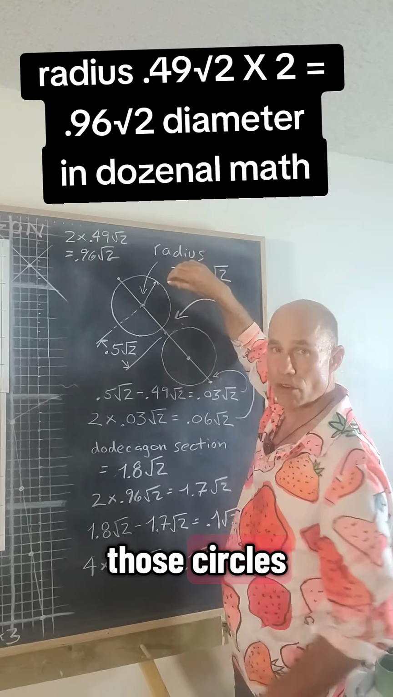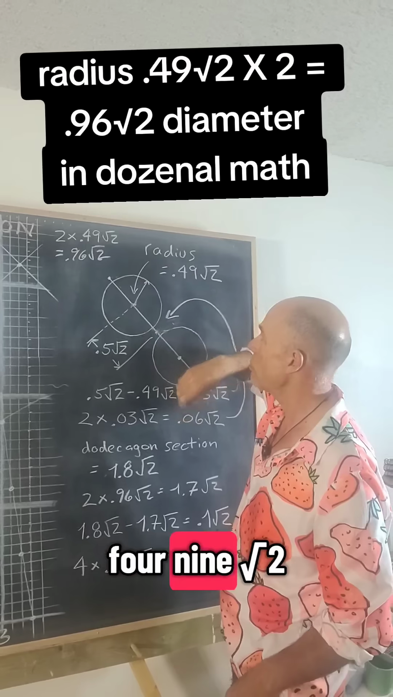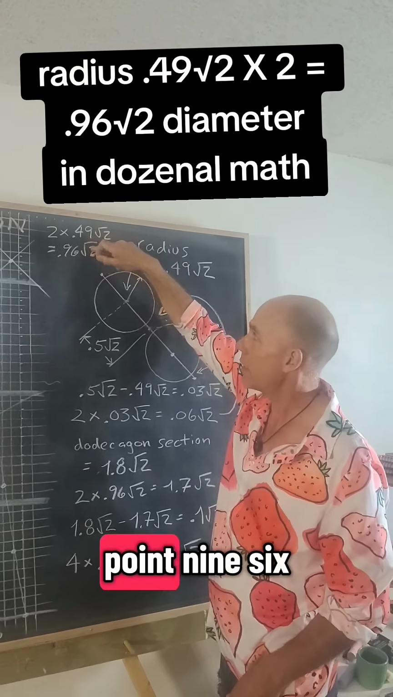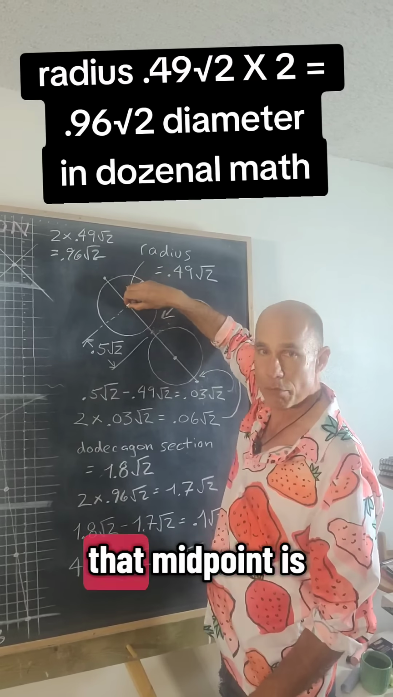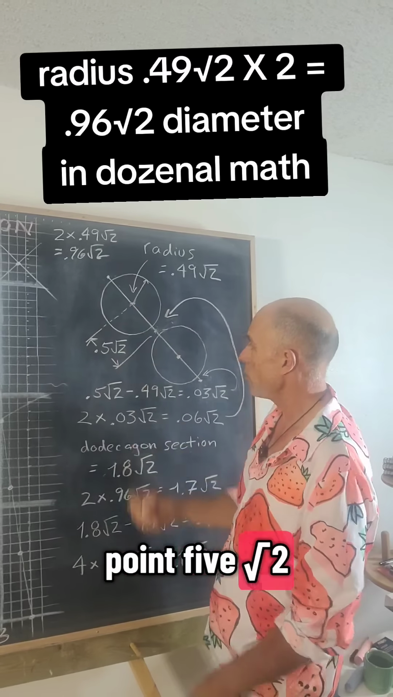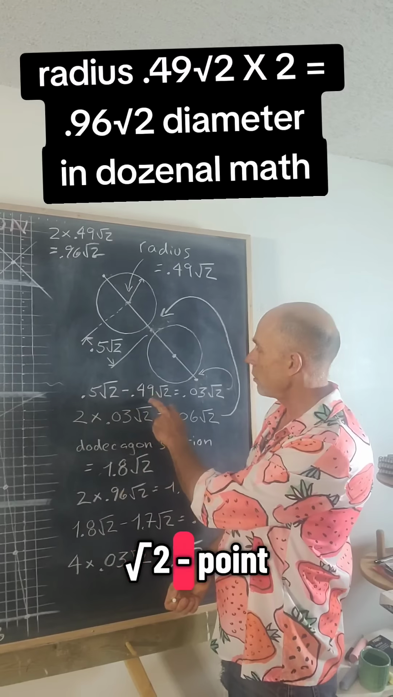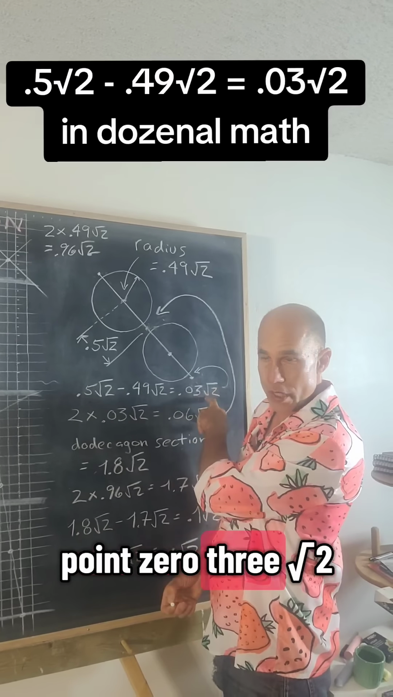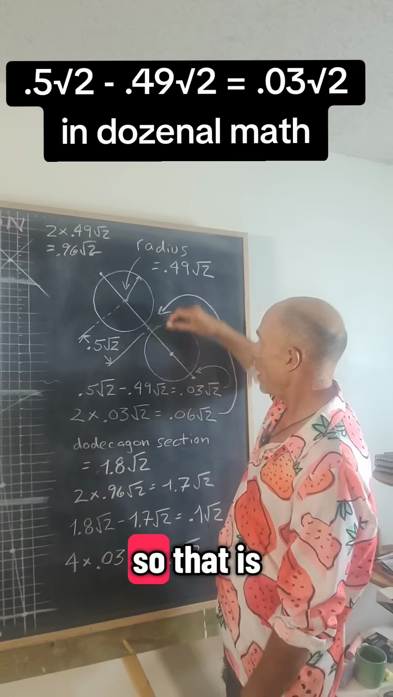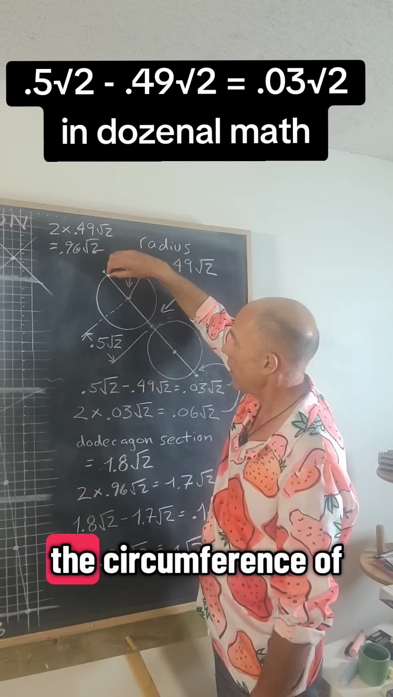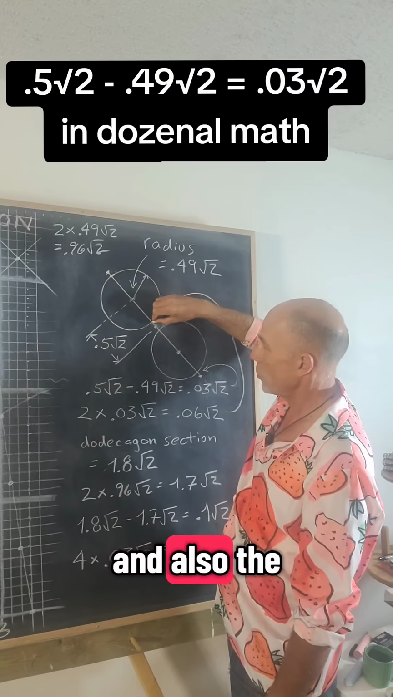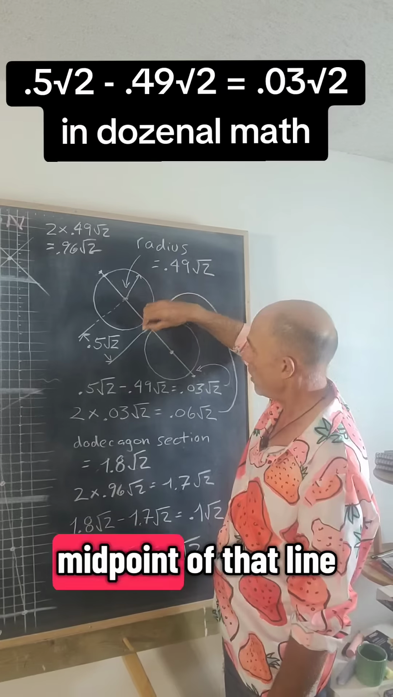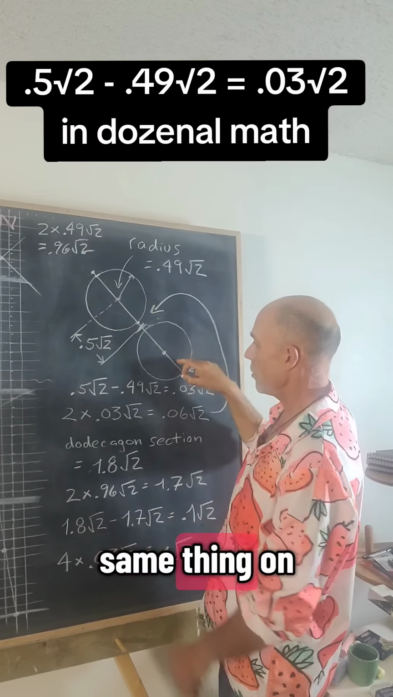These are those circles. They have a radius of 0.49 root 2, a diameter of 0.96 root 2. This distance from the center to that midpoint is 0.5 root 2. So 0.5 root 2 minus 0.49 is 0.03 root 2. So that is the gap between the circumference of the small circle and the very end of that line, and also the circumference of that circle and the midpoint of that line. We have the same thing on this side.